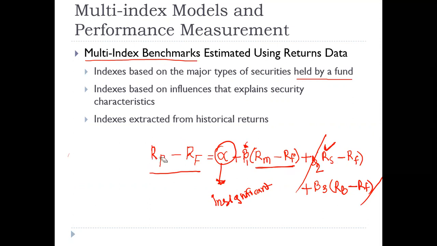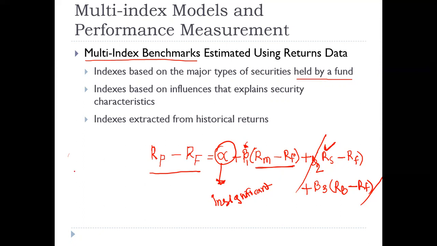Okay. Now, the next thing I would like to highlight, the second point, is index. So first of all, the first point is that you have to include those indexes in your performance measurement which represent the securities of your portfolio. So this is the first point. The second point is that based on the characteristics of securities, we also have to include some indexes, or we can go for selecting the indexes.